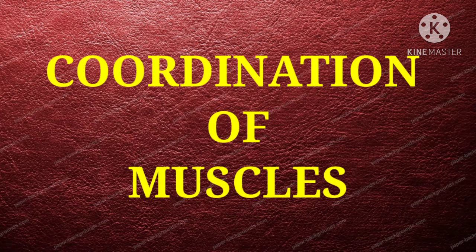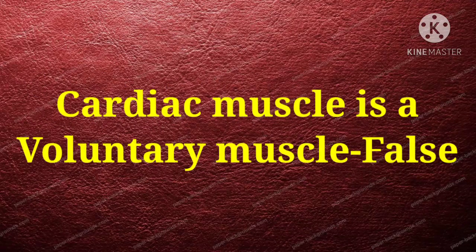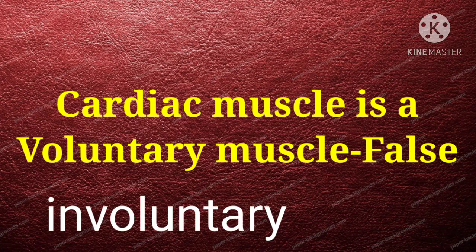At last, in this lesson, we learnt about the coordination of muscles. Here you have a true or false. The flexor and extensor muscles of the arm are antagonistic muscles. The answer is true. One more true or false: cardiac muscle is a voluntary muscle. The answer is false. Why? The correct statement is cardiac muscle is an involuntary muscle.